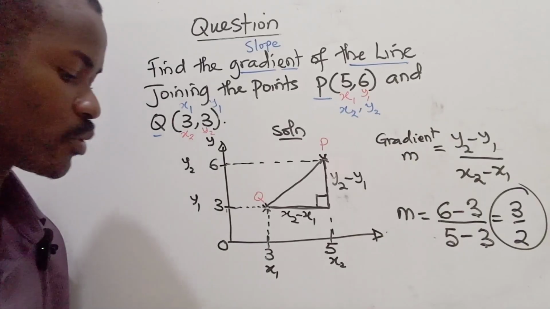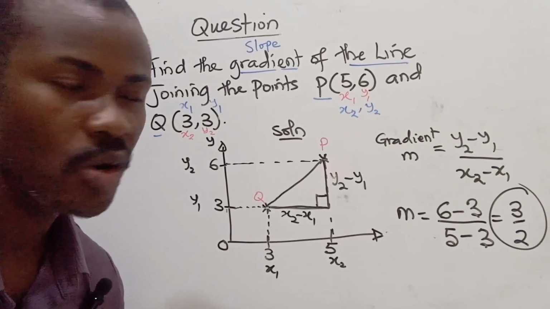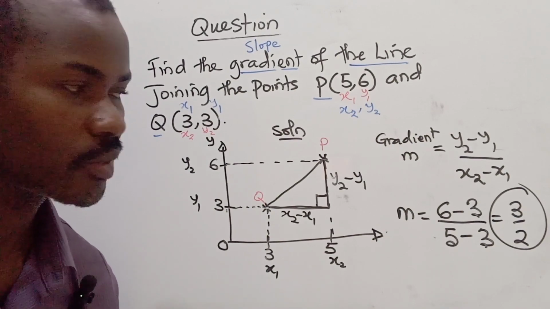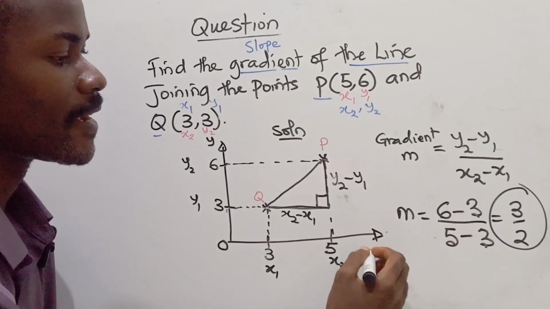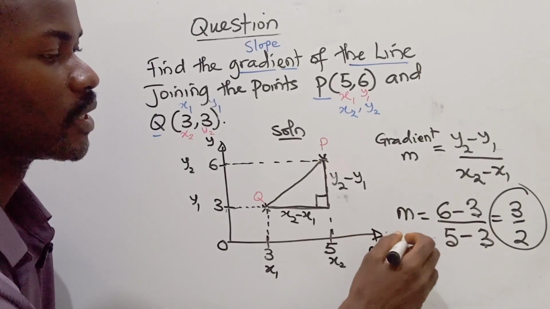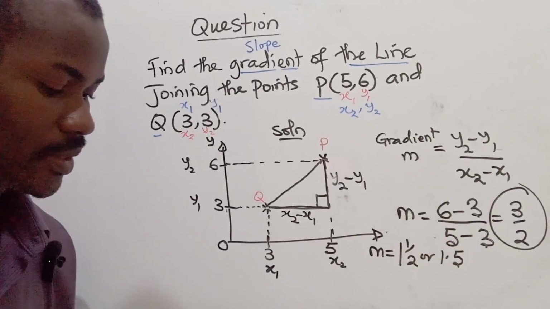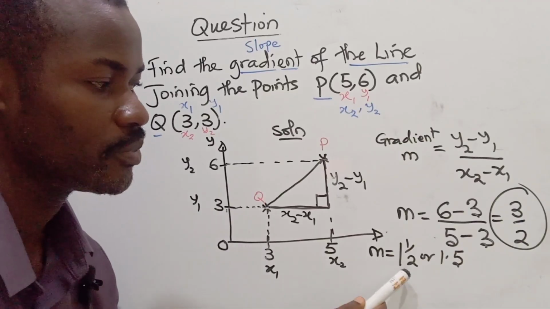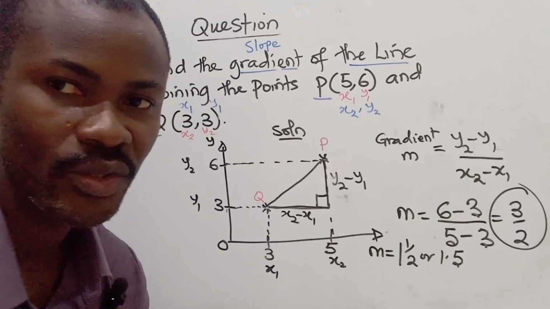The gradient to this problem is actually 3 over 2, or 1 whole number 1 over 2, which we can still say is 1.5. So our m is equal to 1.5. So in an exam condition, you may find your answers in these forms: 1.5, 1 and 1 over 2, and 3 over 2.